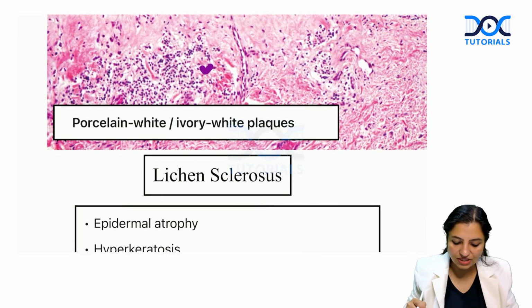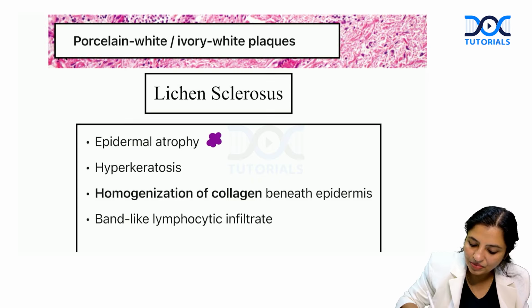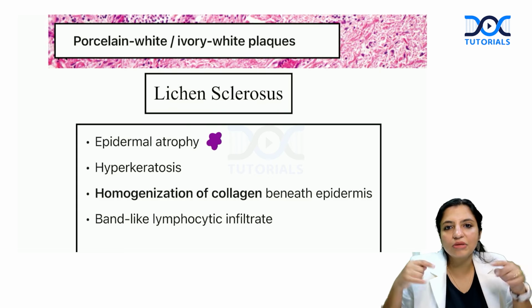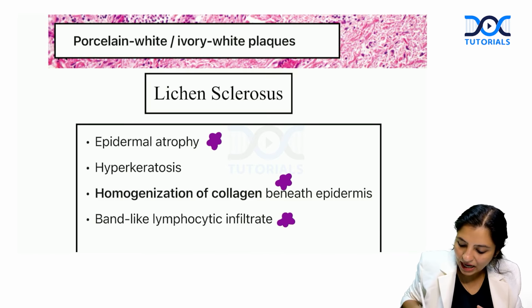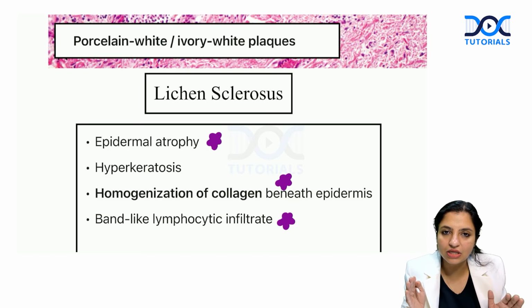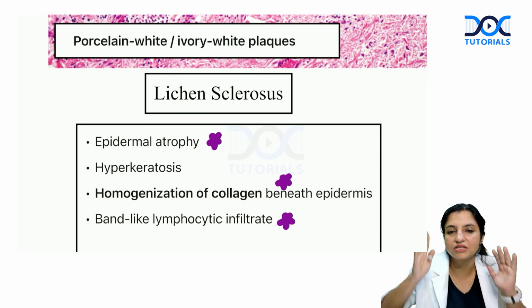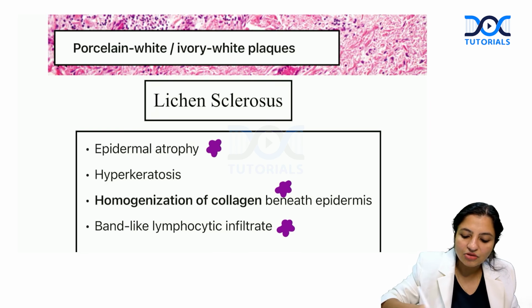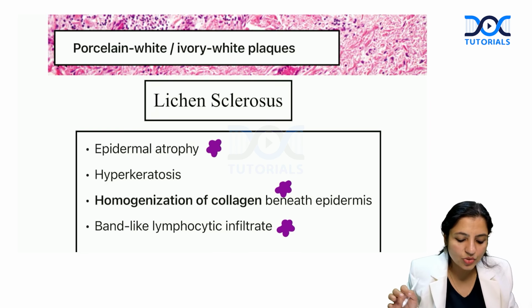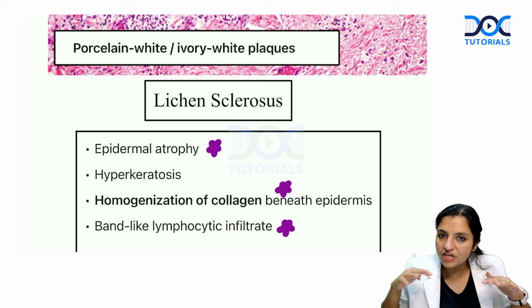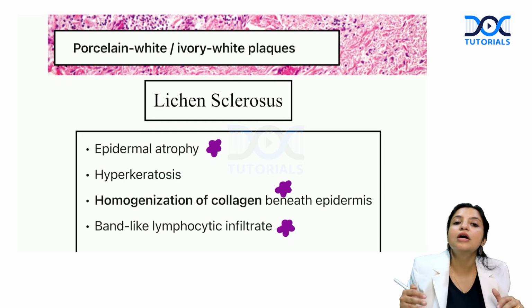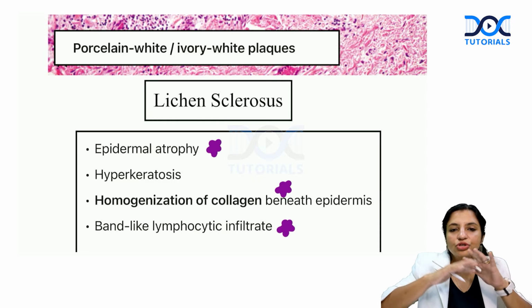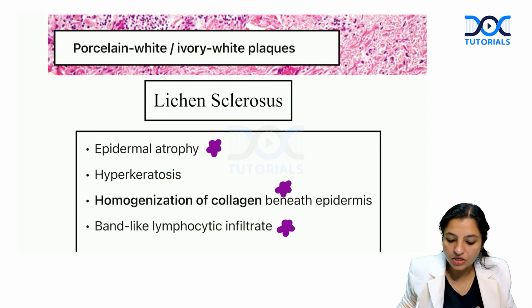Whenever you see these three things, remember epithelial hypertrophy and overlying keratin can become thickened because of itching, but with homogenization of collagen and a band-like lymphocytic infiltrate, close your eyes and mark lichen sclerosis. Typically these patients present with porcelain white or ivory white patches. That's the classical picture given for lichen sclerosis. The vulva shows typical white lesions. So that has to be clear.